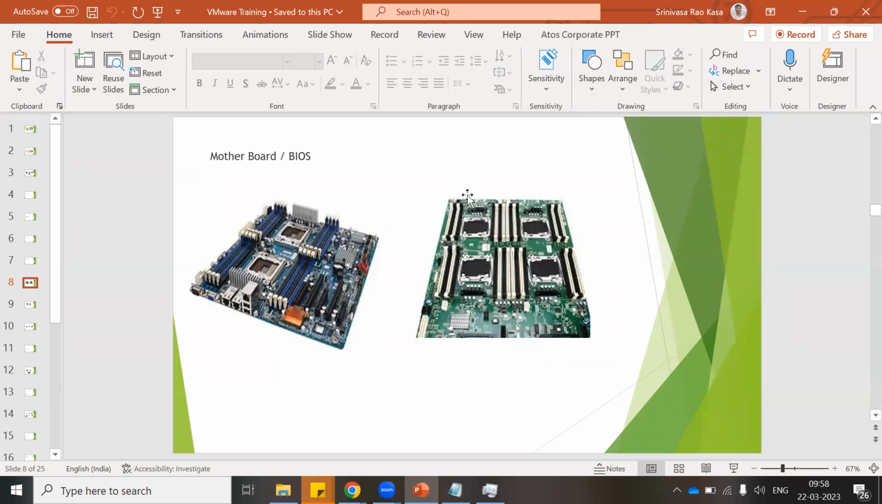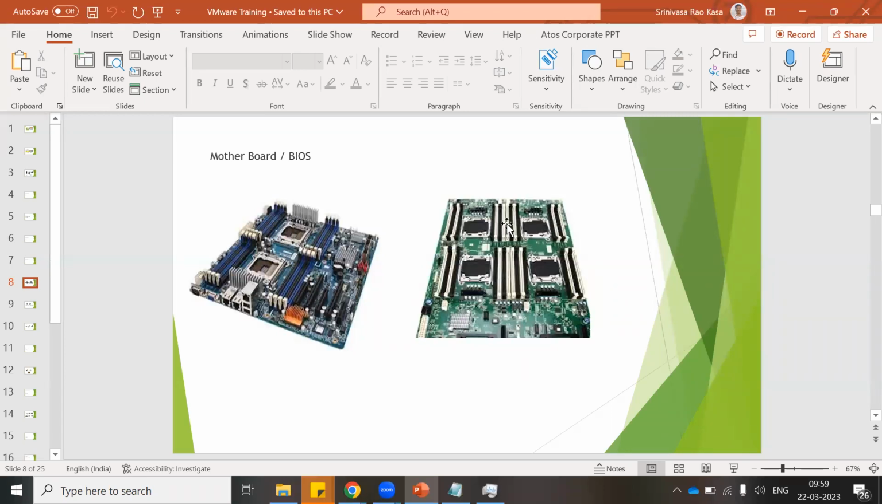See here. In this motherboard, there are two types of slots we are able to see. One I'm calling a socket, and another one I'm calling a slot. A socket is to install the processor. How many sockets are there in this particular motherboard? Four. Now the slots: we call them memory slots or DIMM slots.